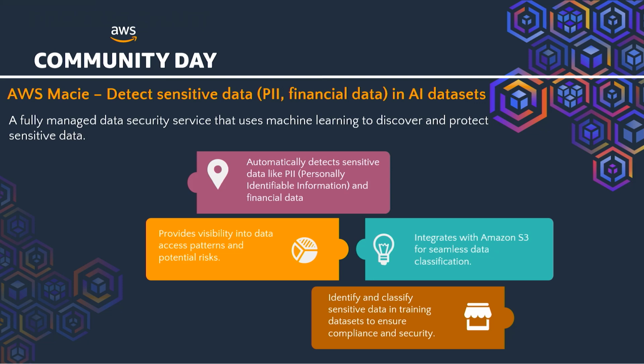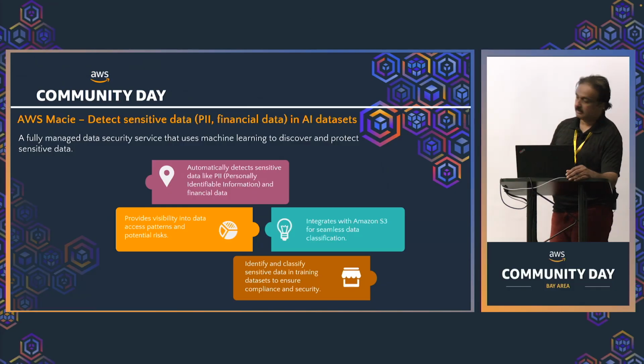Amazon Macie is another service to automatically detect PII and financial data in AI data sets. And you can use some of the techniques we saw in the previous slide to mask those before you train your models. And Macie can be integrated directly with S3. So all the data that you have in S3, it can automatically discover sensitive data.